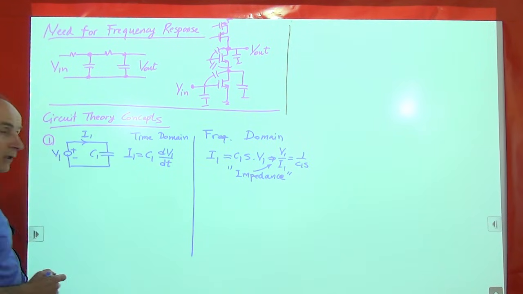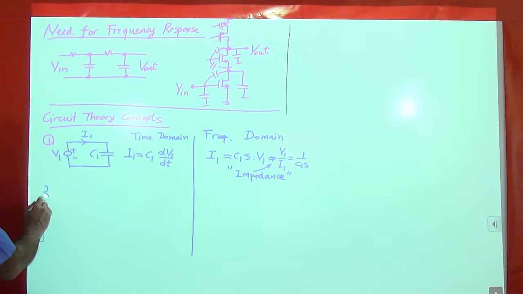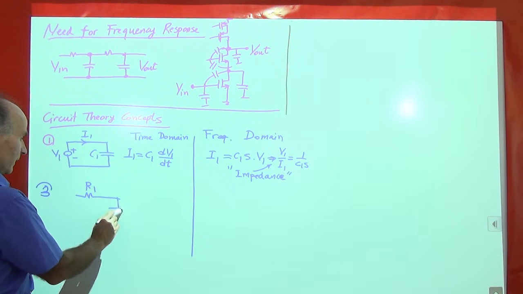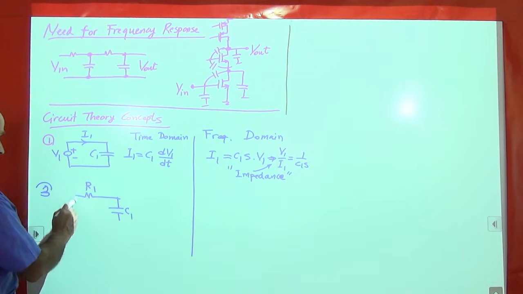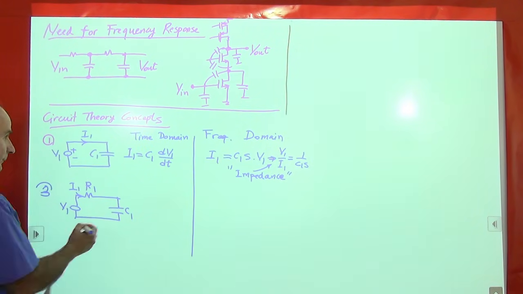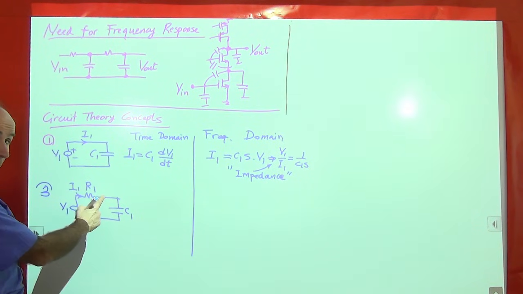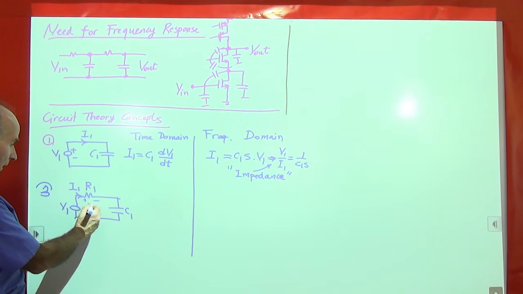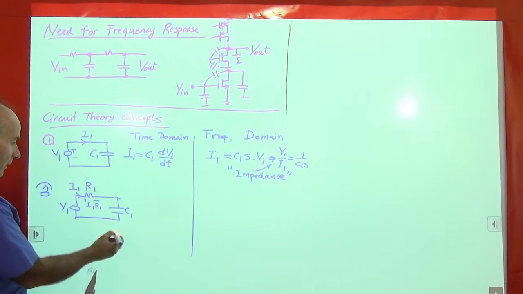All right, well, let's go one step further. So we go to 2 and add a resistor here. So R1, C1, and we are still interested in this voltage and this current. So what can I say here? Well, I can say that the voltage drop across this resistor is I1 times R1.